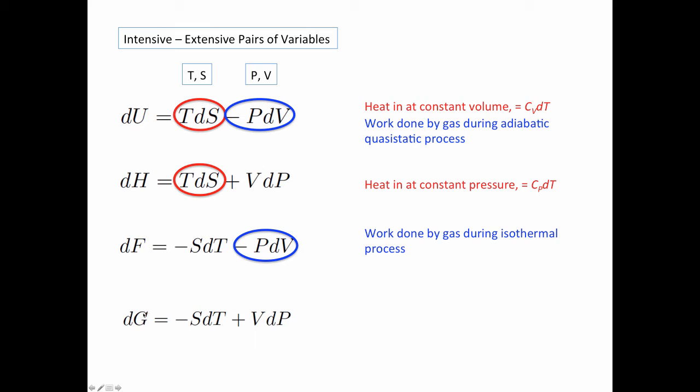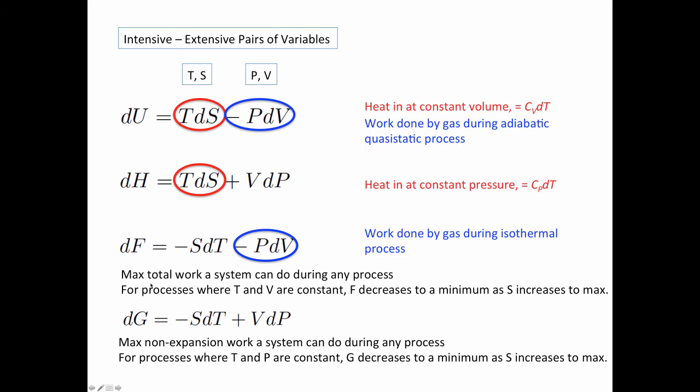I'll come to a couple of examples which show us when it's useful to use the Gibbs free energy in a minute. And finally, the maximum total work a system can do during any process is just equal to the change in the Helmholtz free energy between the starting and ending points of that process.